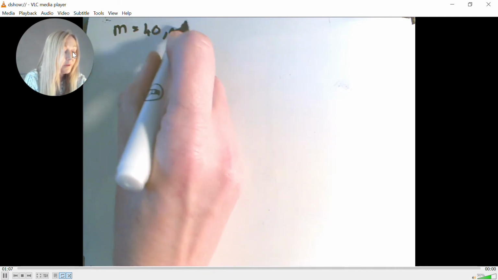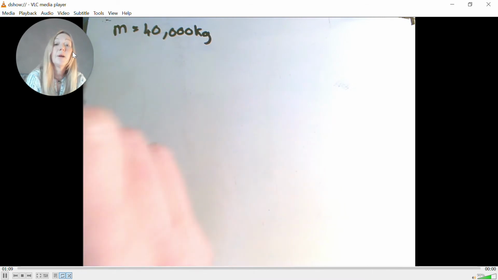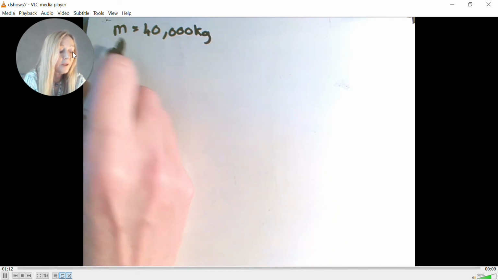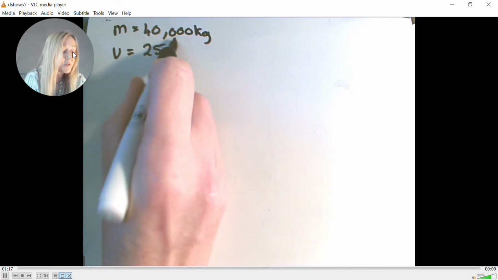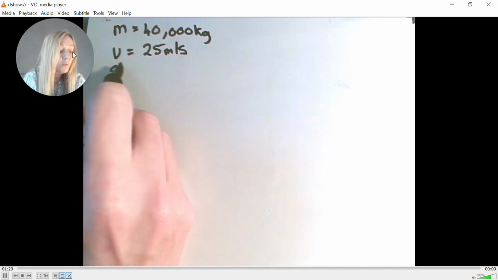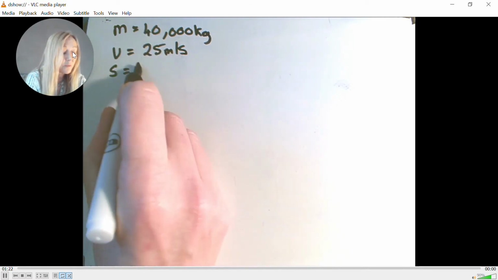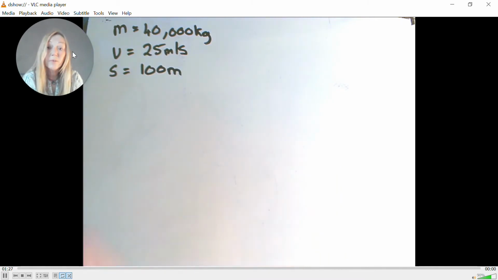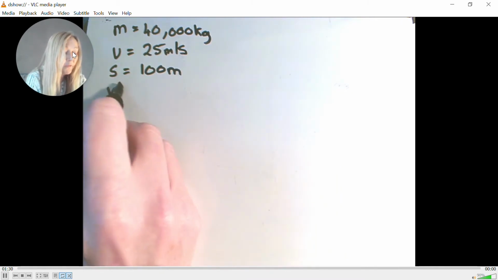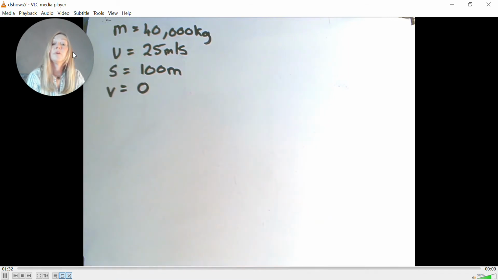Okay, so the first thing to do is to write down the information that you've been given. So we were given mass as 40,000 kilograms. We were given the initial velocity, so that was 25 meters per second. We were given the displacement, or the distance, of 100 meters, and we were also given the final velocity. So the final velocity is 0 because the lorry is coming to a stop.